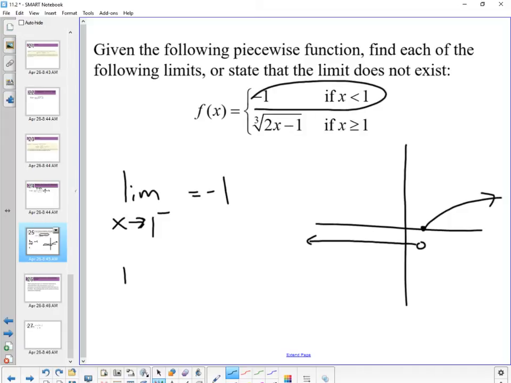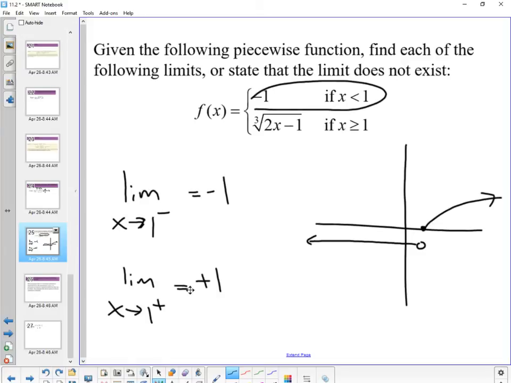What is my limit as x approaches 1 from the positive side? The cube root of positive 1. It's approaching a positive 1, correct? Because the cube root of 1... So we got 2 times 1, which is 2. 2 minus 1 is 1. The cube root of 1 is 1.